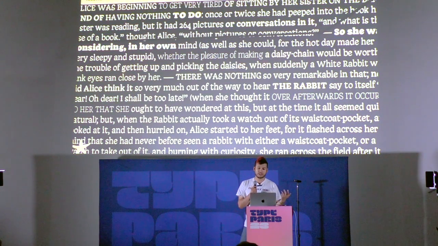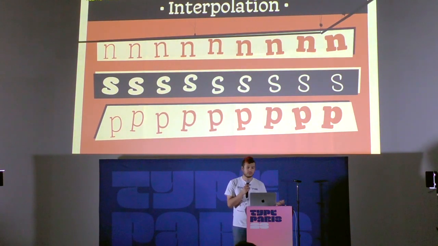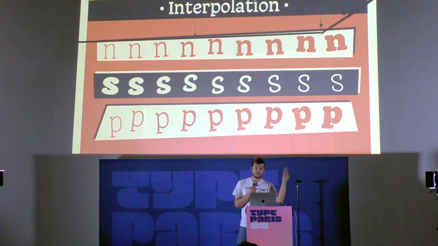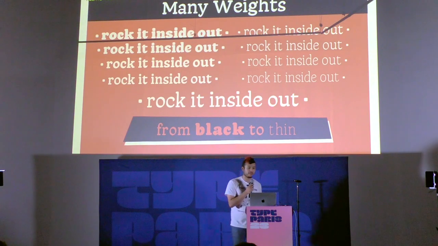So here is a text with all the weights: the black, the semi-bold, light, thin, extra light, capitals. Then I did the interpolation. I had to draw the regular, which is the one in the middle that has reverse contrast, the light one that is almost a monoline, and the black letter that is a regular black letter. So it all interpolates. These are all the weights it has, from black to thin, from thin to black.